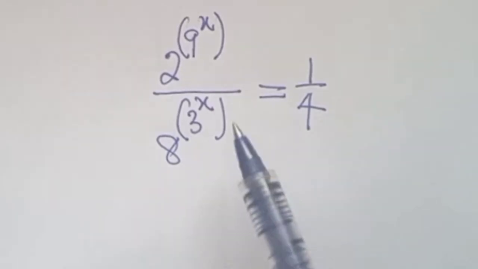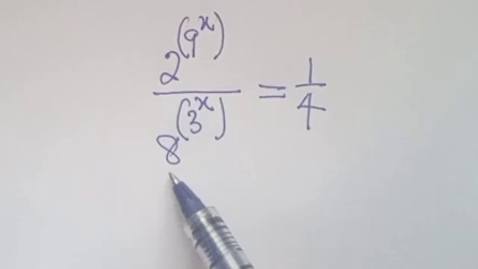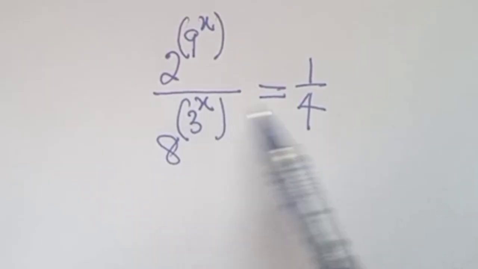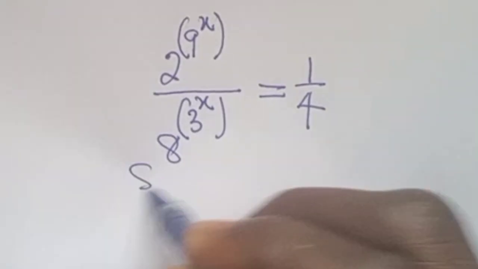Hello everyone. So today we have 2 to the power of 9 to the power of x all over 8 to the power of 3 also to the power of x equals to 1 over 4. So if we solve together, let's see the solution.